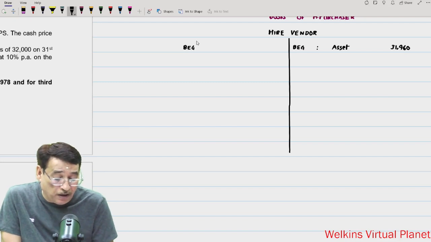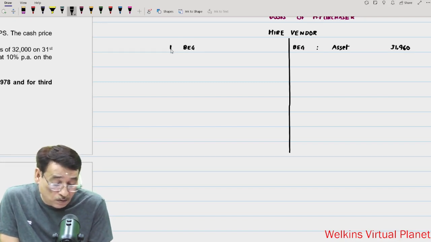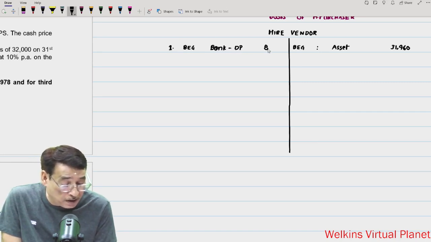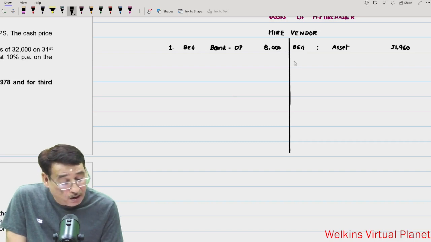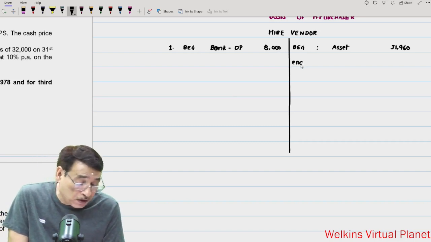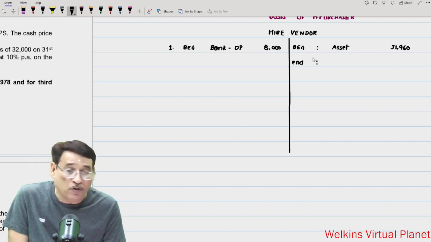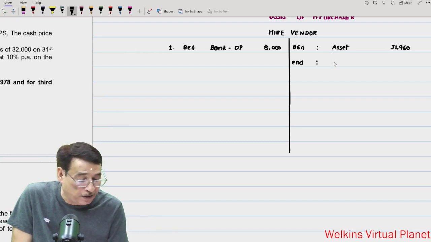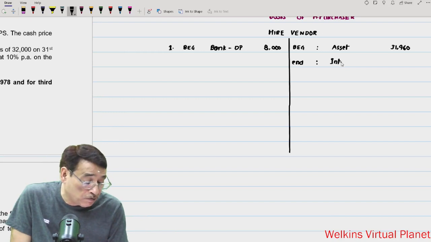On the same date, in the beginning of the first year, you are going to make the payment, down payment, hire vendor account debit to bank account. So this is your down payment. Amount of down payment is 8,000, which is given in the question. Now you will reach the end of the first year. At the end of the first year, you are going to pass the entry for interest due. Interest account debit to hire vendor account. So you will write here by interest. Interest in the first year, as we just computed, was 1198.